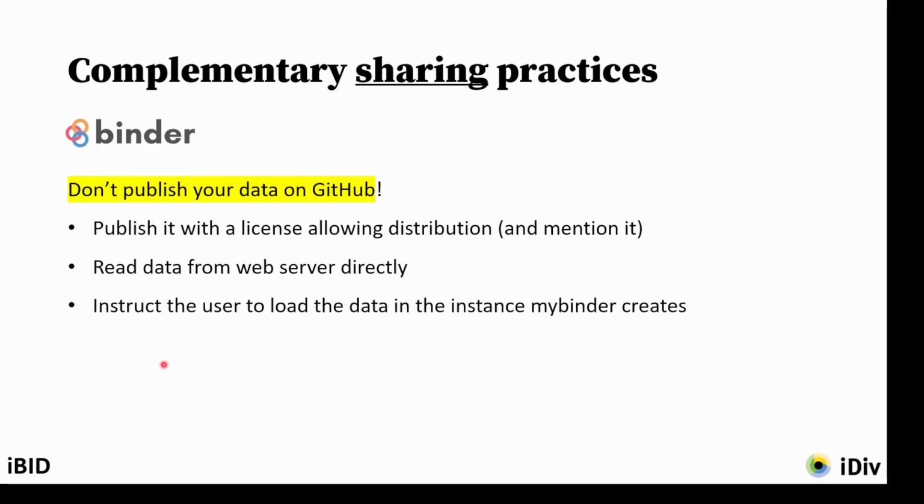as normal. The alternative is to read it directly from a web server with some script that can access it. It's not always necessarily possible because of the way that repositories are set up. You might not be able to download it remotely. Or this is something that I would recommend, is that you instruct the user to download your data from whatever repository it is at, and then they can download it to their local machine or their server, and then load the data to the instance that MyBinder creates.